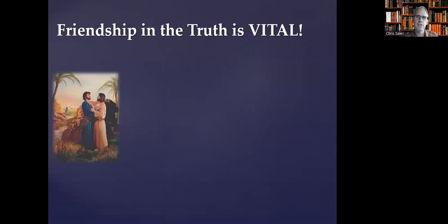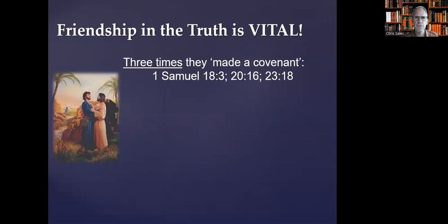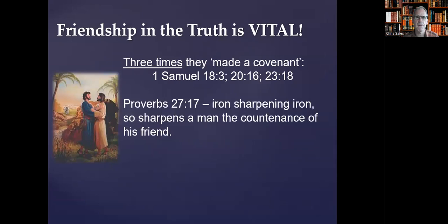So friendship in the truth is vital. Friendship with fellow believers. Three times they made a covenant, and they're there on the screen: 1 Samuel 18:3, 20:16, 23:18. And just a few verses that come to mind. We don't need to turn these up. Proverbs 27:17: "As iron sharpens iron, so a man sharpens the countenance of his friend." Remember, this wasn't a natural friendship. They didn't grow up in the same house. They didn't come from the same background. They weren't the same age. But they helped each other. They were bound together. God was at the center of their life.